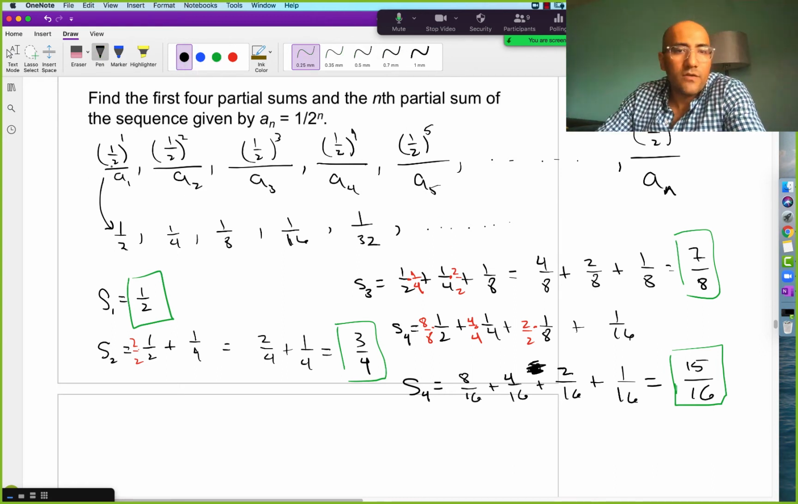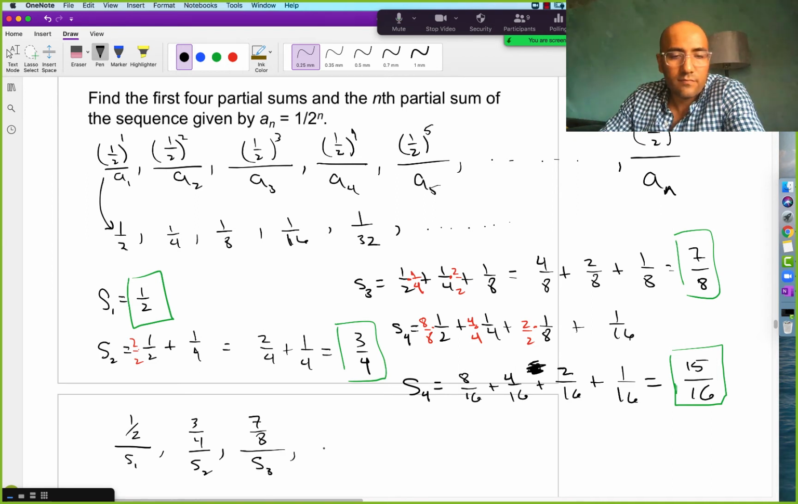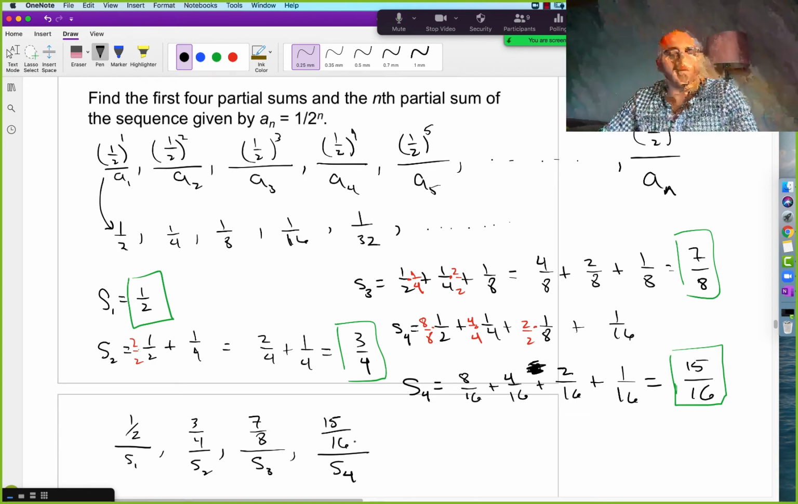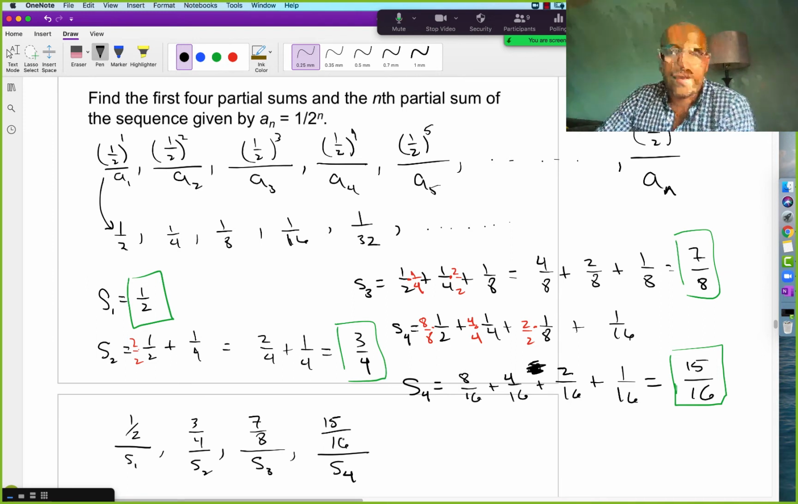So here was my underlying sequence, a sub 1, a sub 2, a sub 3, right? And now s sub 1 is going to be equal to 1/2. That's s sub 1. S sub 2 was 3/4. S sub 3 is going to be 7/8. And finally, s sub 4 is 15 over 16. Okay, well, a lot of what we do in math is look for patterns, right?